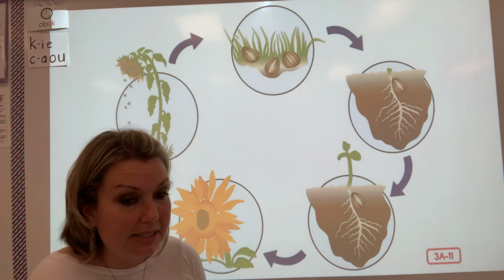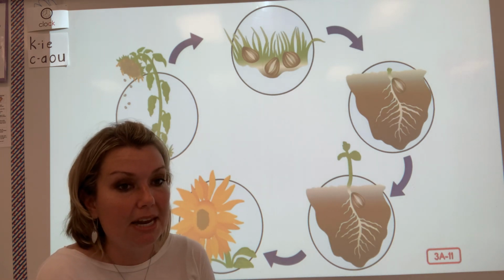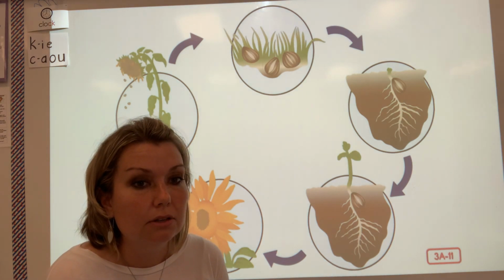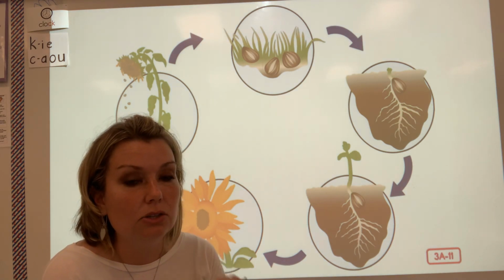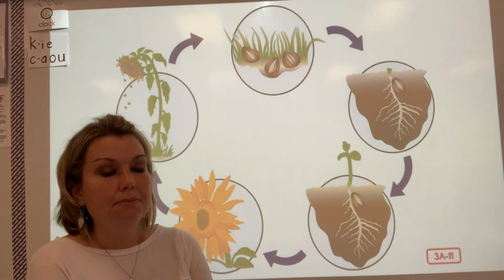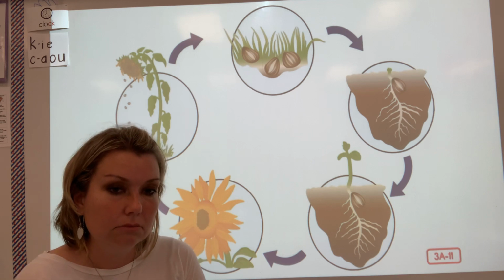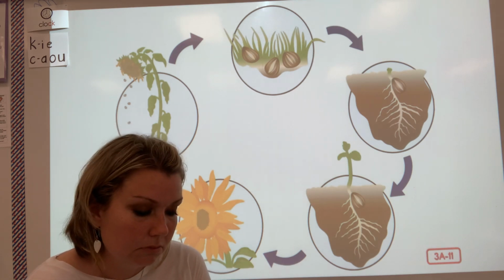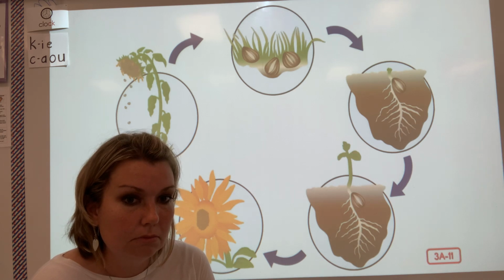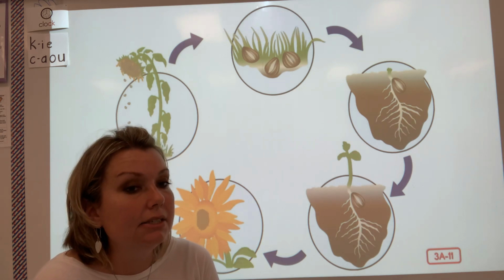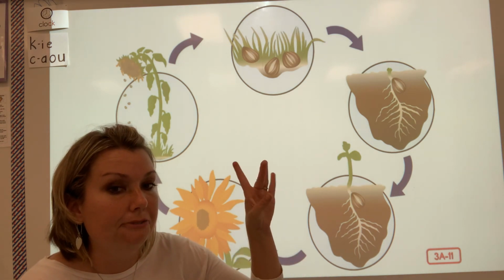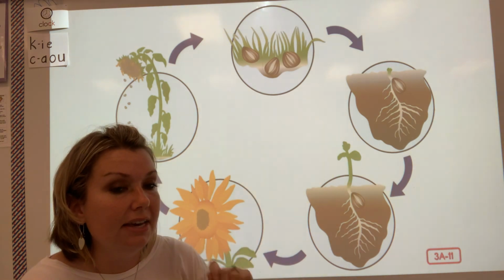What things does a seed need to germinate? Remember, germinate means to grow. What does a seed need to grow or germinate? Jonyan? Roots. It does need roots, but what does it get from the roots? It gets those 4 things. Elliot?